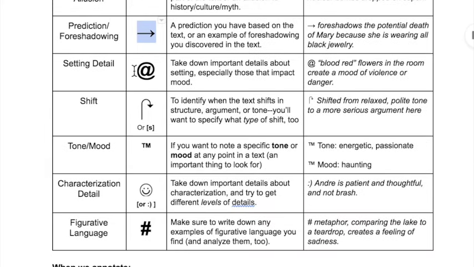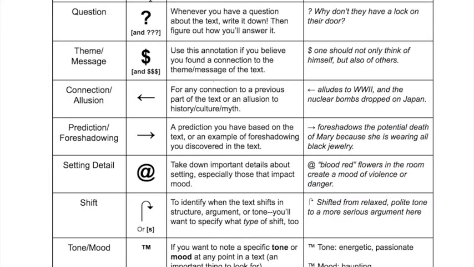Then we get to, I would say, the more unique symbols. So let's start with the @ sign. This is just for setting details. Now please don't do this for all setting details, just ones that are important or you think stand out to you for some reason, and you'll want to say what that reason is along here. You've got the setting detail underlined or highlighted, you throw the @ sign, and now you're explaining what it might show you, why it might be important. So this is just a little bit more specific than the exclamation point earlier.